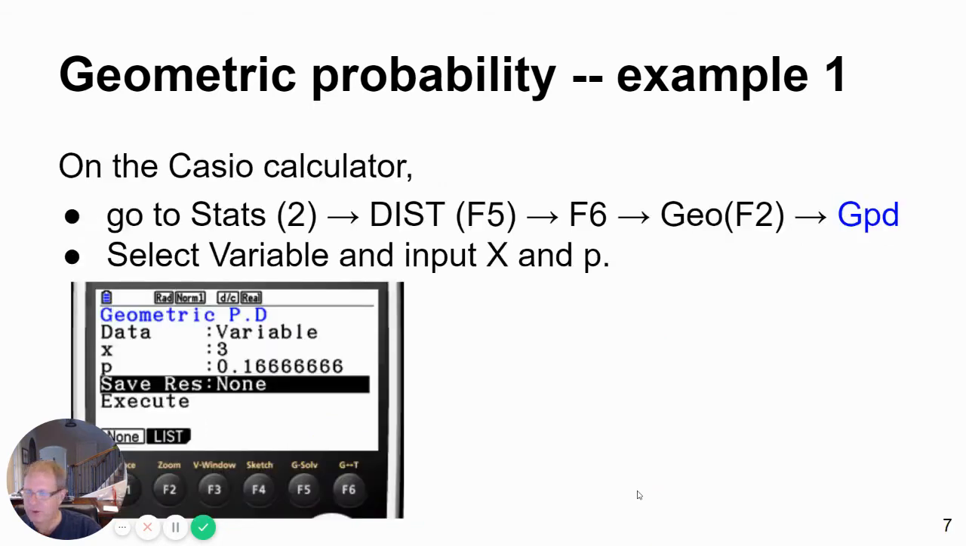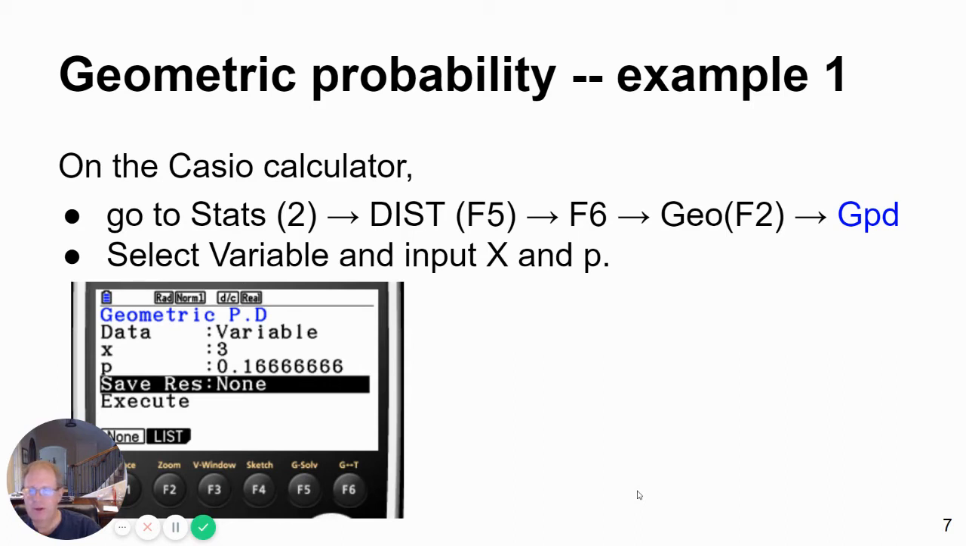So let's get out your calculator. If you don't have your calculator out now, pause the video and get it. We're going to turn our calculator on. We're going to go to the stats menu. That's menu number 2. You want to hit F5 for distribution. And then we're looking for the geometric distribution. We don't see it there, so we're going to hit F6 so we can see the next soft menu. And there we see geometric, Geo. So you hit F2. And since we're trying to find the probability that Y is equal to some value, we want to use the geometric PD, the geometric probability distribution.